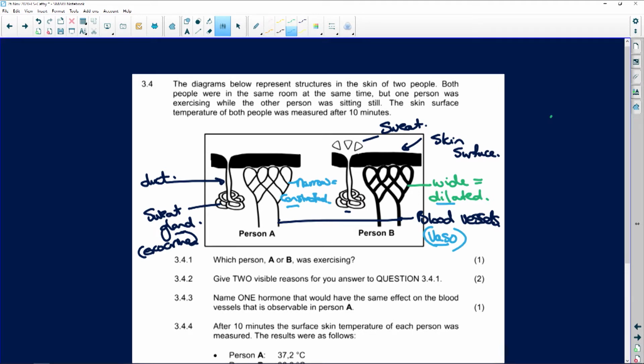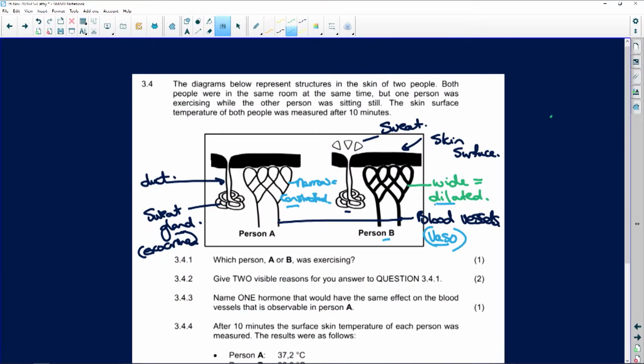Right. We look at person A. Well, they're not sweating. Their blood vessels are narrow. So we've got vasoconstriction, and the blood vessels are now not right up against the skin, and there's no radiation and heat coming off the skin. Which means that person A is probably chillier or colder or in a cooler environment than person B, because look at person B. What's happening with person B? Those blood vessels are dilated, so we have vasodilation.